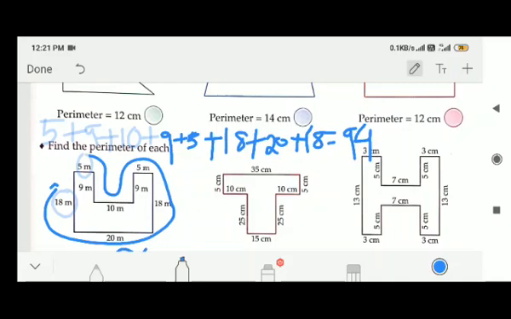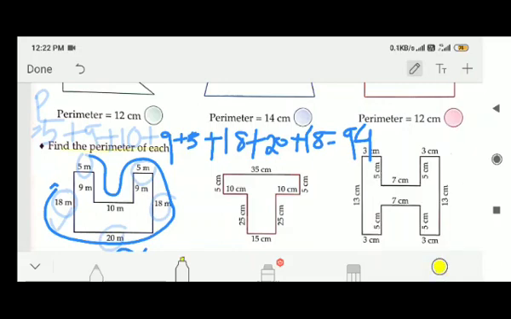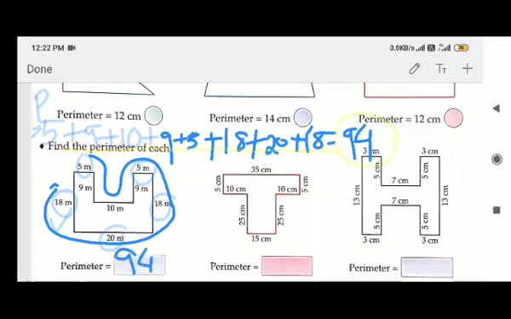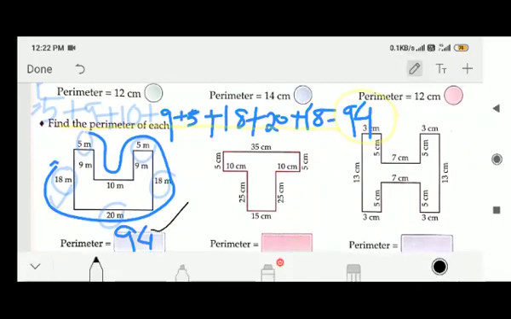So how do we find the perimeter? P for perimeter. So P equals how much? I am starting the calculation from 5: 5, then 9, 10, 9, then again 5, 18, 20, and the end of the calculation is 18. After adding all of these, I got the result as 94. So 94 is your required answer for this figure.